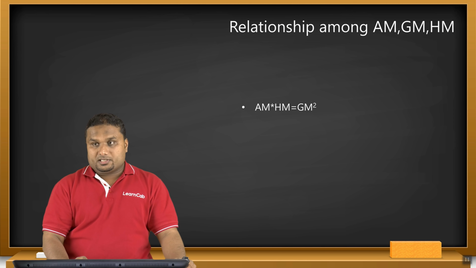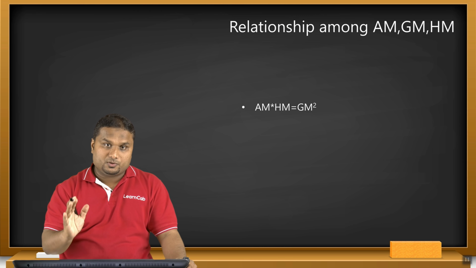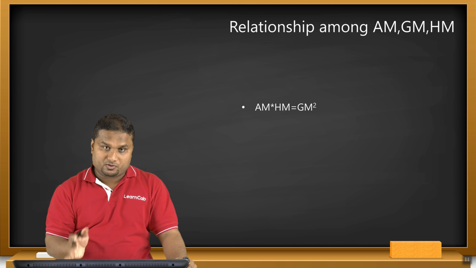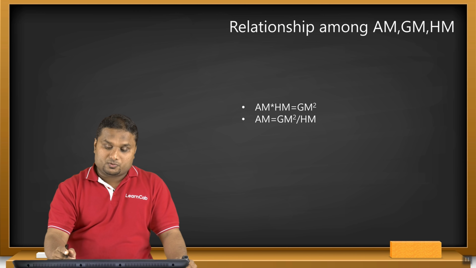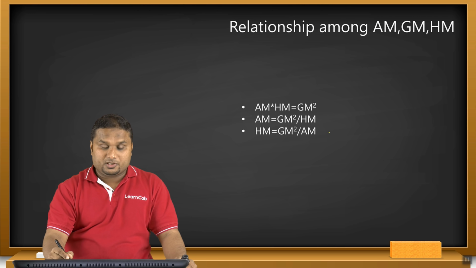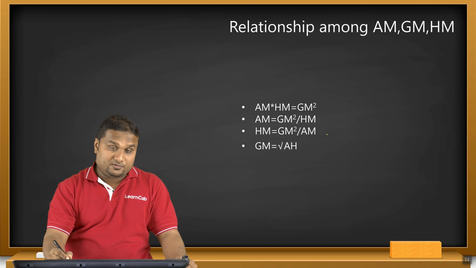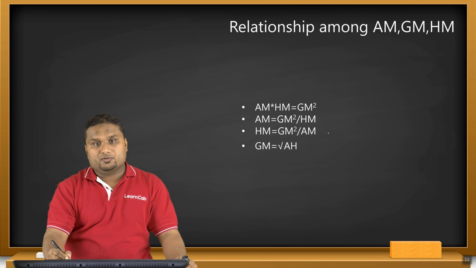Then the other relationship is arithmetic mean into harmonic mean is equal to GM square, the square of the geometric mean. So AM equals GM square by HM. Similarly, HM equals GM square by AM, and GM equals root of AH. This relationship could be used for testing the multiple choices, especially for problems.